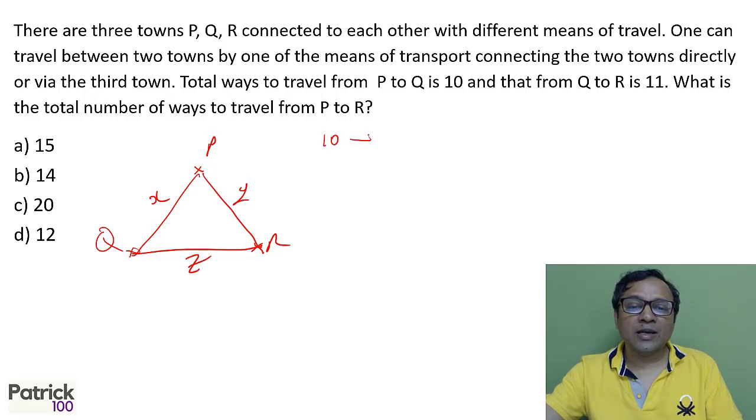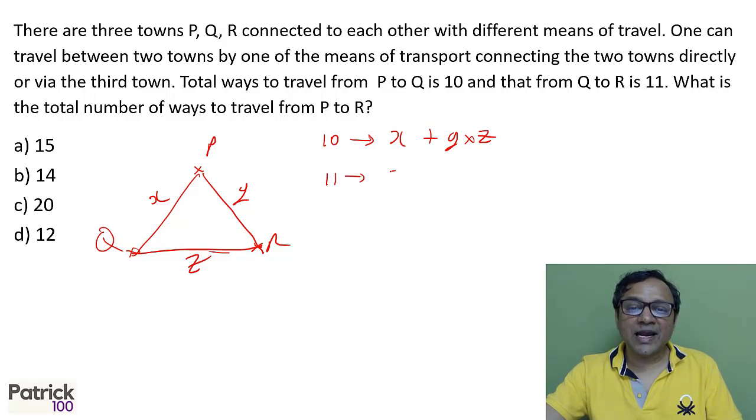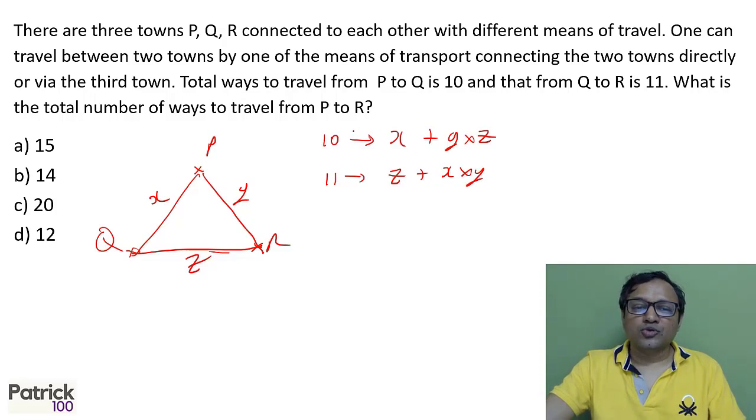So 10 will be nothing but X routes directly plus Y into Z routes, because you will go from P to R in Y ways, and Z ways from R to Q. So P to Q via R will be Y into Z. Same way, Q to R is 11 ways, which is Z plus X into Y. So we want how many ways to go from P to R, which is Y plus X into Z.